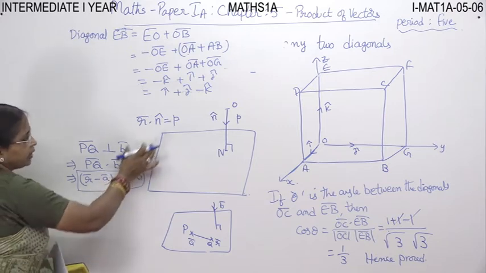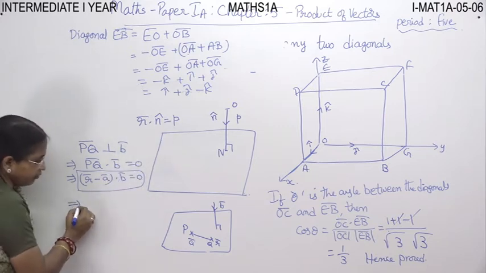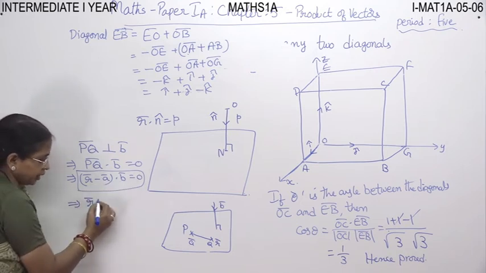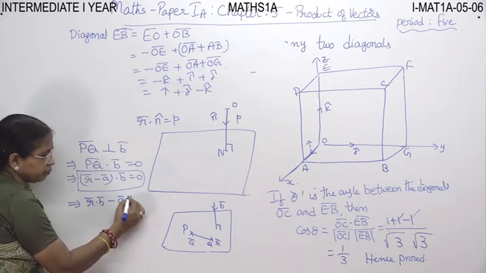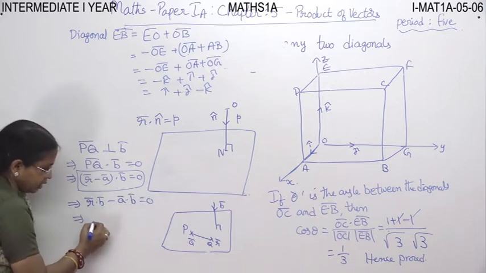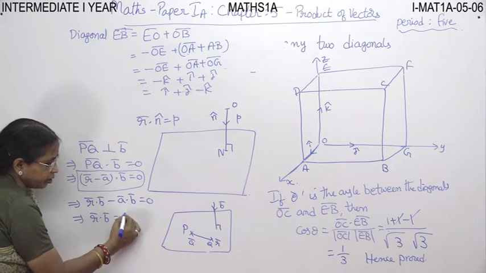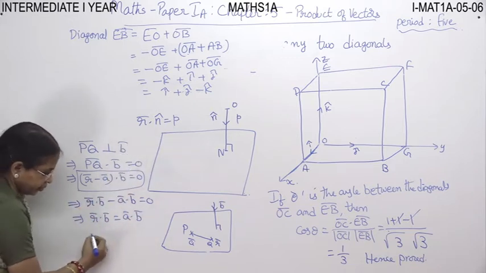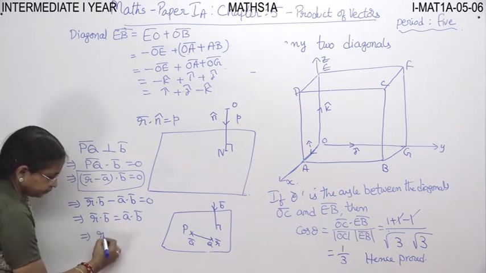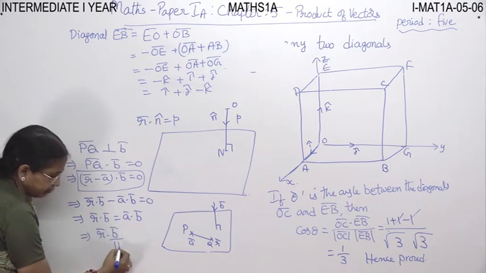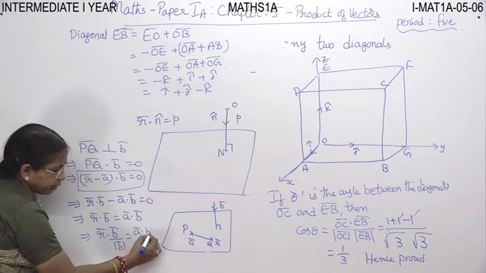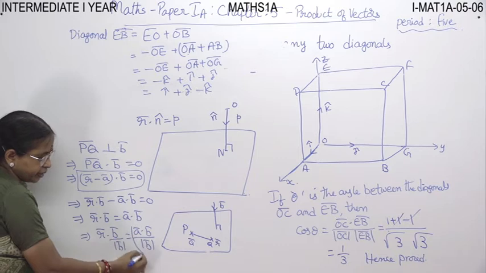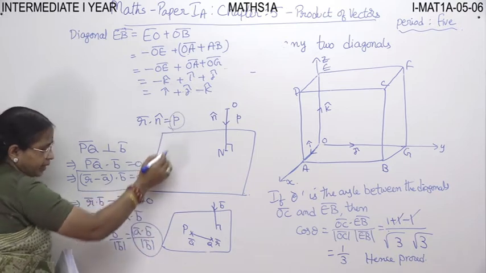Now when you compare these two equations, you get like this. When you expand, because the dot product is distributive, you can write r dot b minus a dot b is equal to 0. So that means r dot b is equal to a dot b. But when this is a unit vector, you can compare these two. So we'll divide this by mod b, b by mod b. Then this also we should divide by mod b. Then when you compare these two, in the place of p, you have a dot b by mod b.